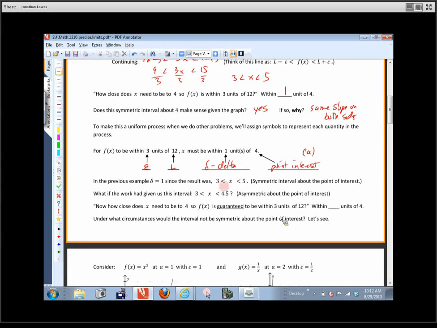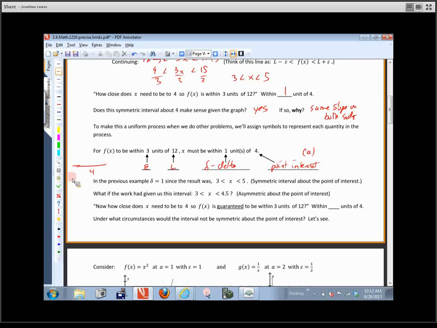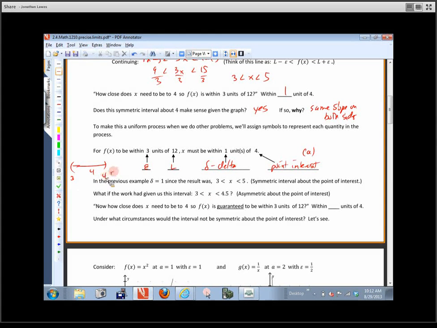Okay, so in that previous example, the interval was symmetric about 4. We went from 3 to 5. So we went 1 unit in either direction. And that made sense based on the graph. But what if we went through our work and for some reason it produced this interval? We could stay within the allowable error if we went down to 3, but only up to 4.5. So we've got 4 right here, and I can go all the way down to 3 on this side, but on this side I can only go to 4.5. So now it's asymmetric about the point of interest. You might want to think about what would produce that. We're going to talk about that in just a second.